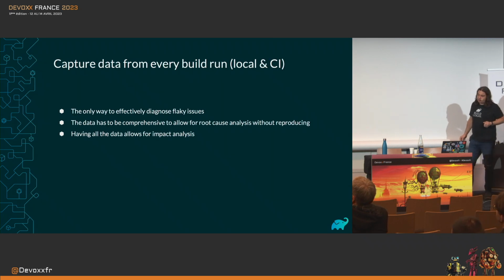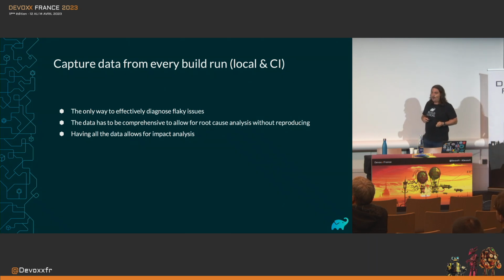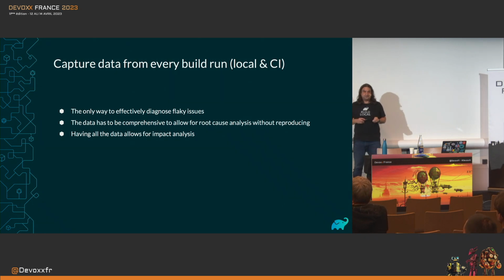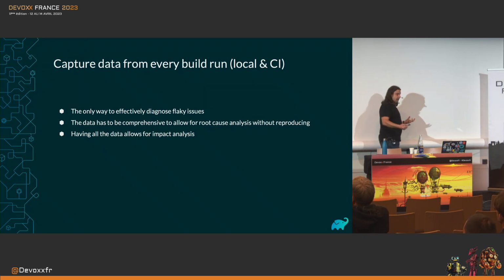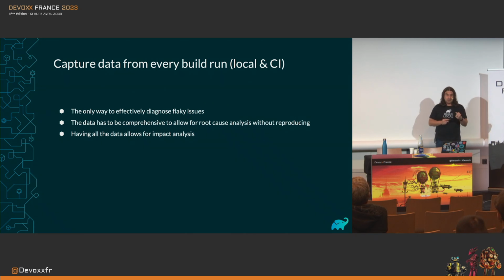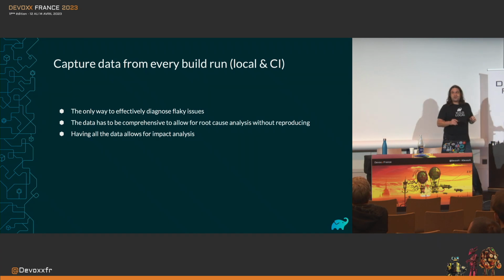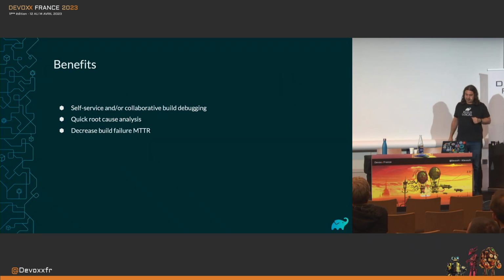The only way to really effectively diagnose flaky issues is to capture data from every single build that's run, whether locally or in CI or in remote workstations. And it has to be comprehensive to allow for full root cause analysis without having to reproduce the issue. Because how often is that: oh, can you reproduce it? Oh, yeah, sure, but it took an hour last time, so I'm just going to have to wait another hour and reproduce this thing. Having all of that data available to you in one place, like a record of that build from the time it actually ran, allows for self-service impact analysis, okay?